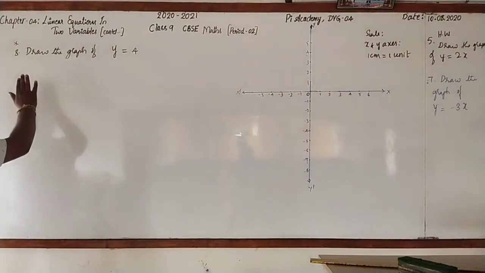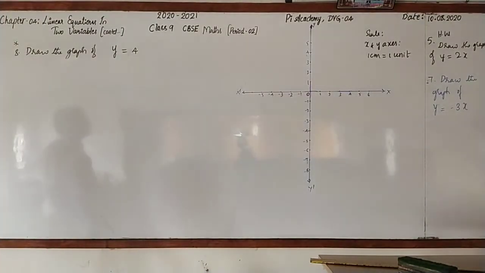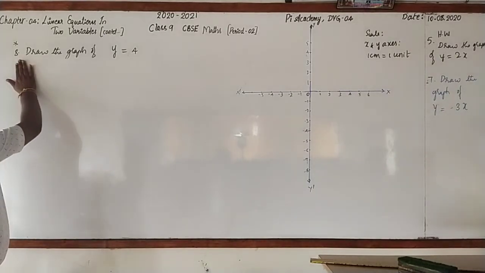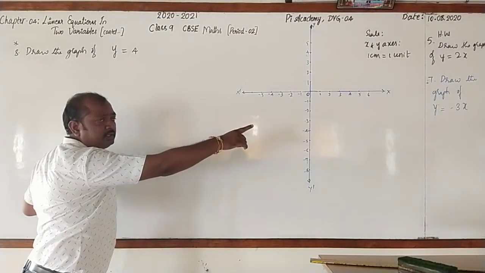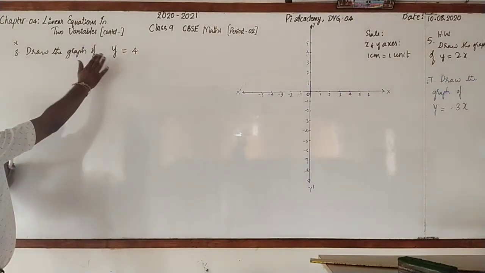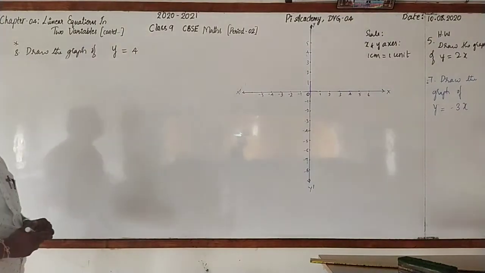Dear students, again observe this one. 8th one. We have put a star mark. I think the 7th one you might have finished. Then go through the 8th one. Draw the graph of y equal to 4.